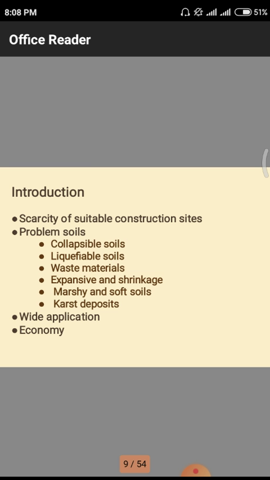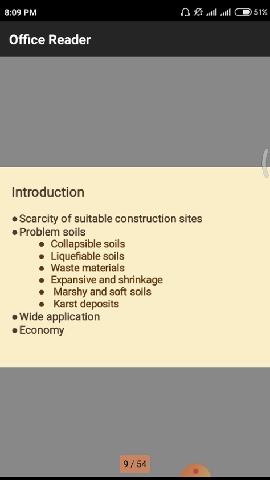Next one is wide economy, wide applications. In industries we are using different quantities of chemicals and enriched applications. Due to those enriched applications and wide quantities of applications, the total structural parts of our earth are weakened. In those areas we have to go for these stabilization parameters.